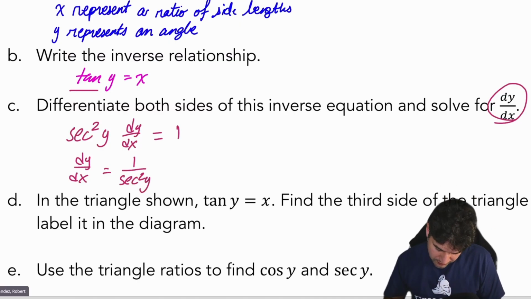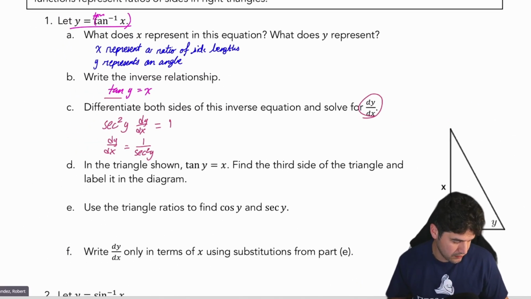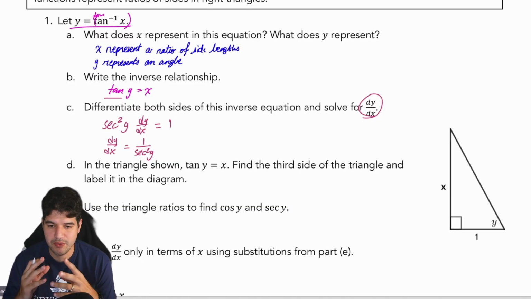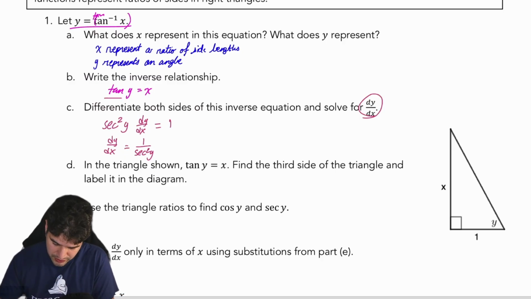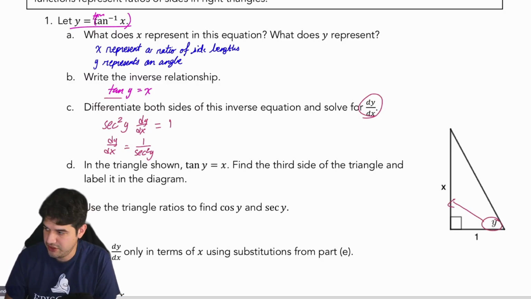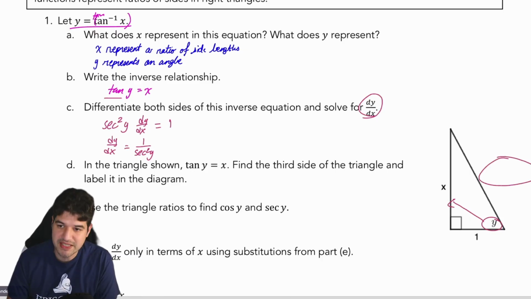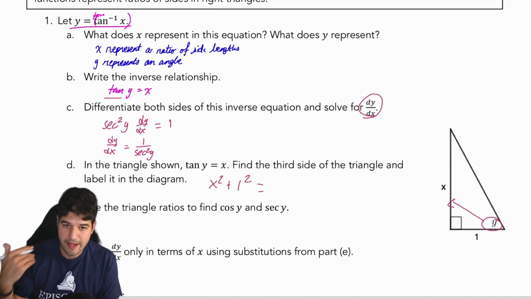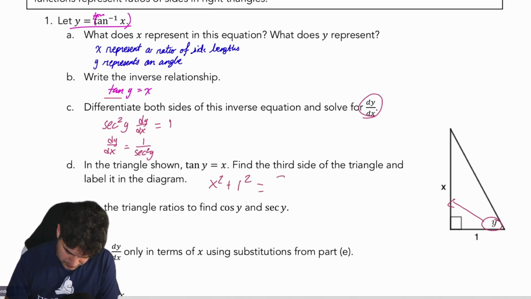Okay. Now we have this nice little triangle over here, right? And what I want to do is display what we have for the tangent of y equals x. All right, so the tangent of our angle is going to be opposite over adjacent. So if we were to solve for this missing side, what would that say? Well, we could say that we have x squared plus 1 squared is equal to that missing side squared, so equals that question mark.